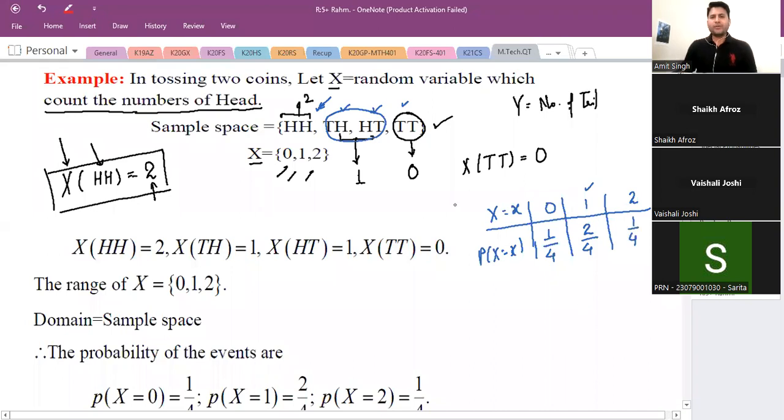So this is how we can find the probability of the values of the random variable. This table is known as the probability distribution table.